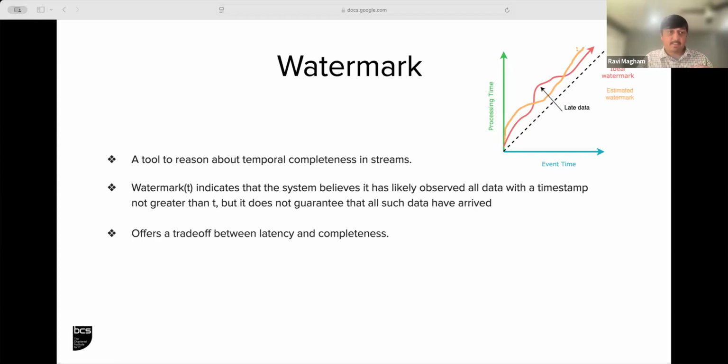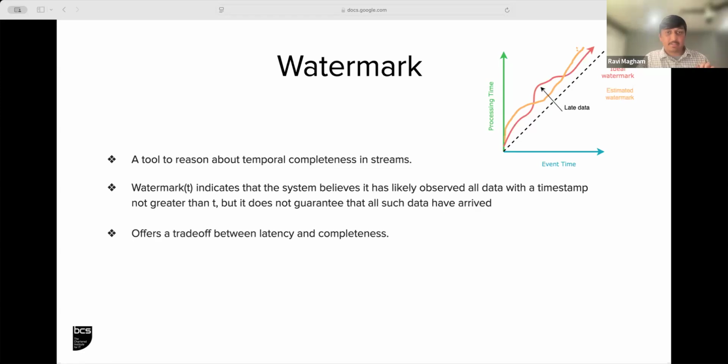And watermarks are the ones which give you this fine trade-off between latency and completeness, where you would not want to wait for too long for the watermarks to progress. And also you don't want it to be too fast, because that also leads to a lack of completeness, meaning you just are not sure when all the data has arrived.